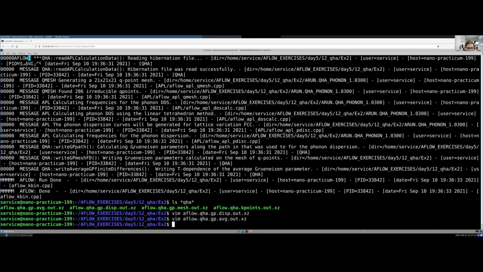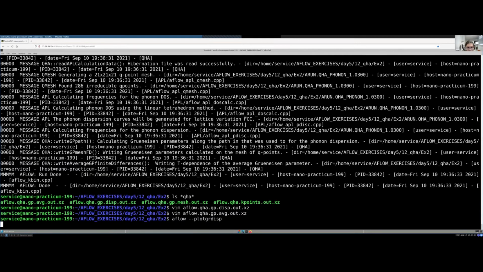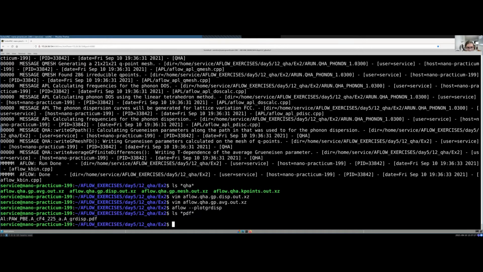And you can plot dependency of Grüneisen parameter on temperature using AFLOW plot curves command. You will get a PDF file, and we can display it.